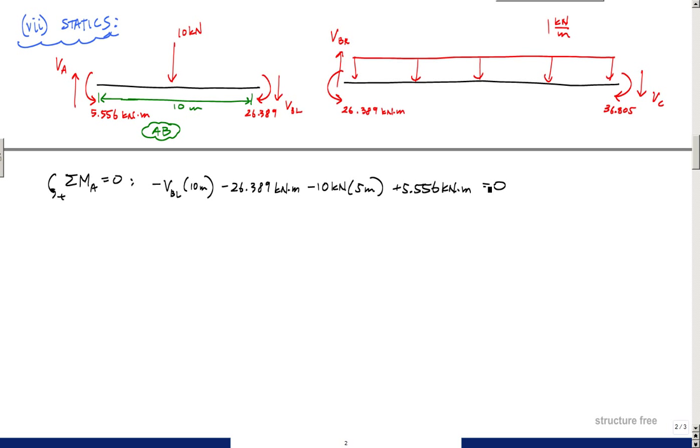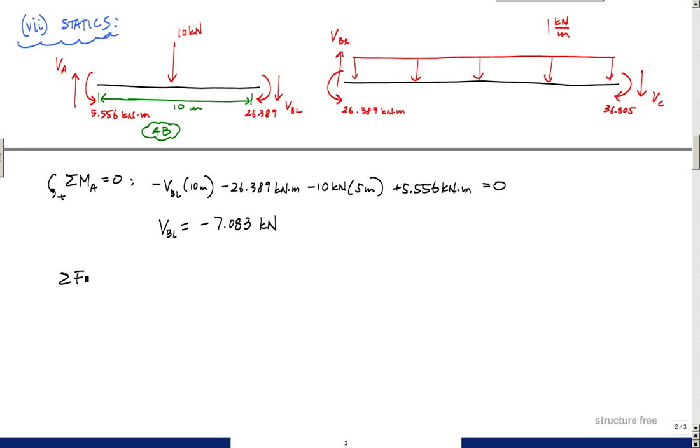And some of you are probably saying, why is he writing kilonewton meter each time? It's all the same. Just write them in. That way you don't mess up, right? And so here, VBL is equal to, just plug and chug, minus 7.083 kilonewtons. And hopefully that number's right. I'd rather get my units right and be a little bit off in the numbers, but it's your preference. All right.